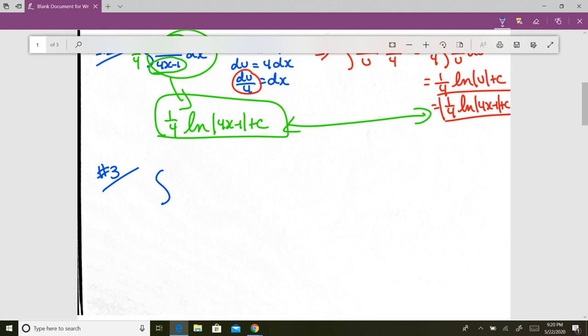So it is the integral of (3x squared plus 1) over (x cubed plus x) dx. Right.